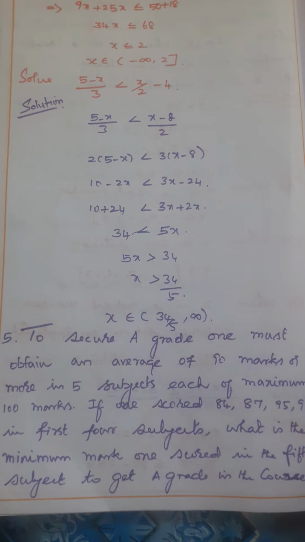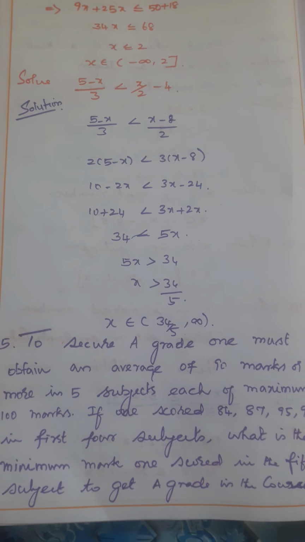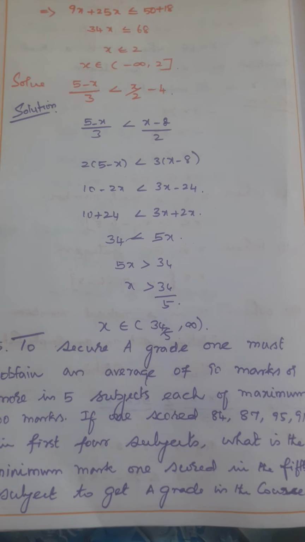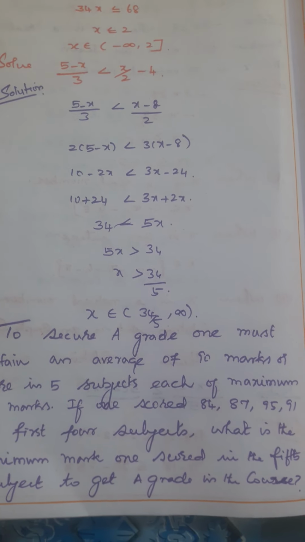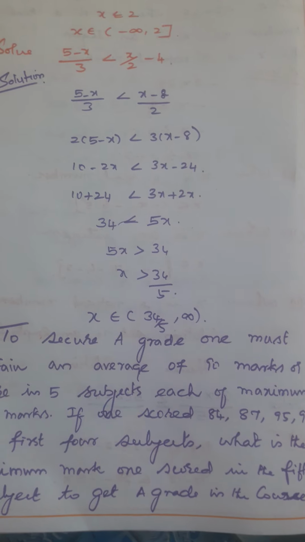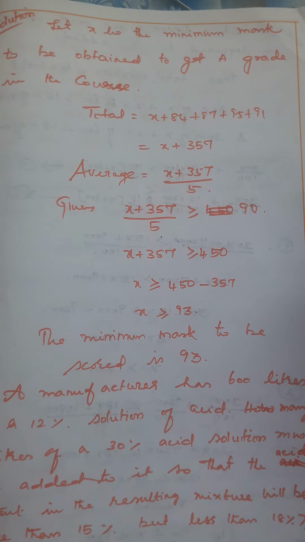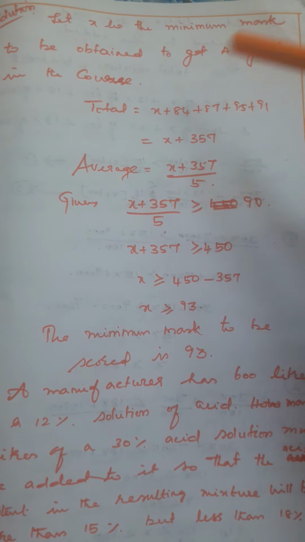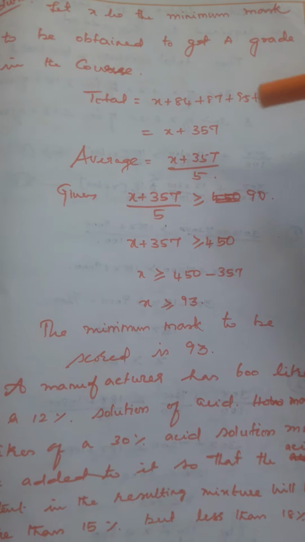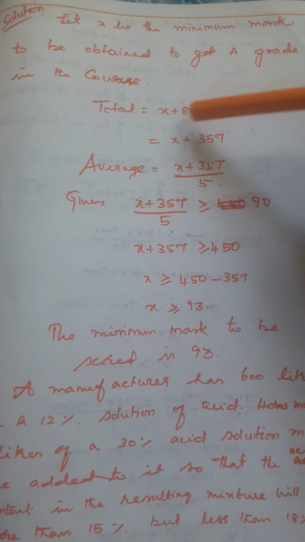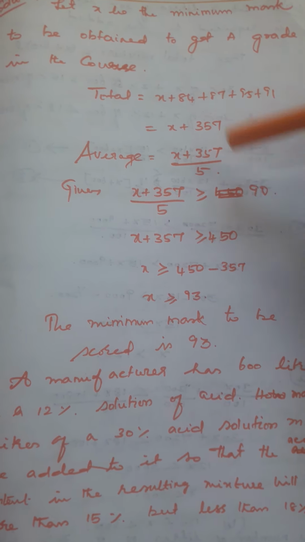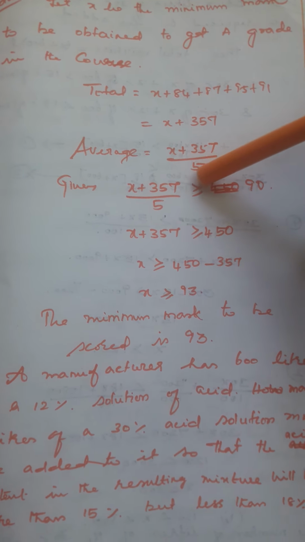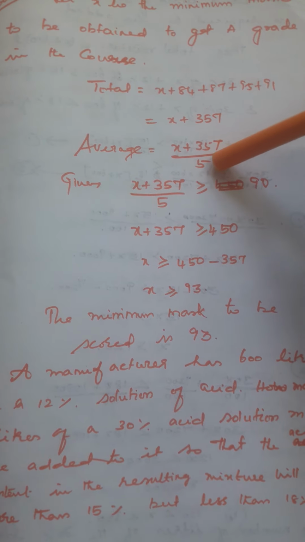Suppose your marks are 91, 92, 93, 94, you will get an average of more than 90 marks. Here you have the 4 subject marks, and we have to find the 5th one. So how to do it? Let x be the minimum mark to be obtained to get an A grade in the course. So I am taking the 5th mark as x. So the total will be x plus 357. You should know the average formula.